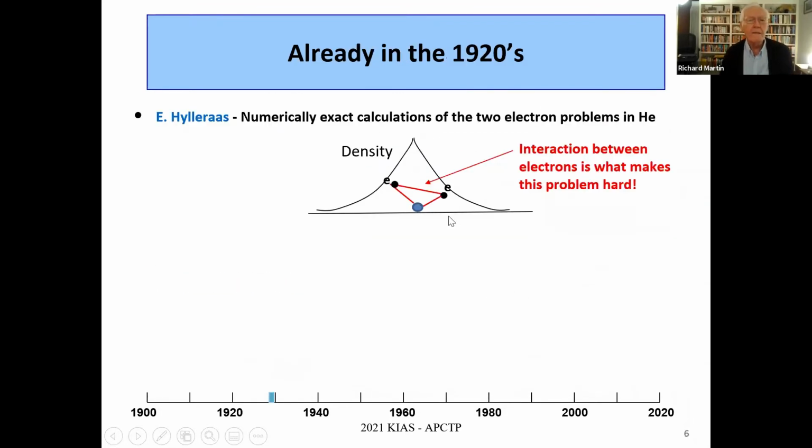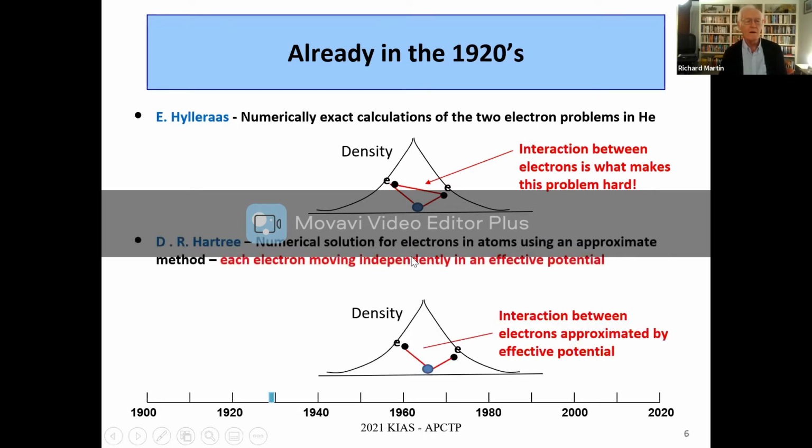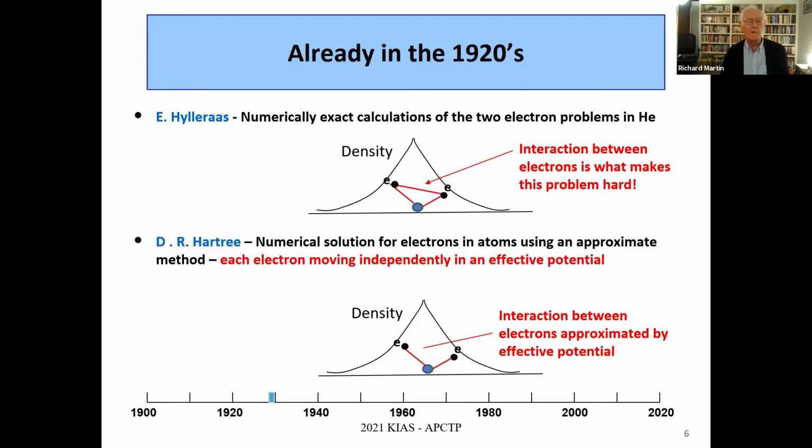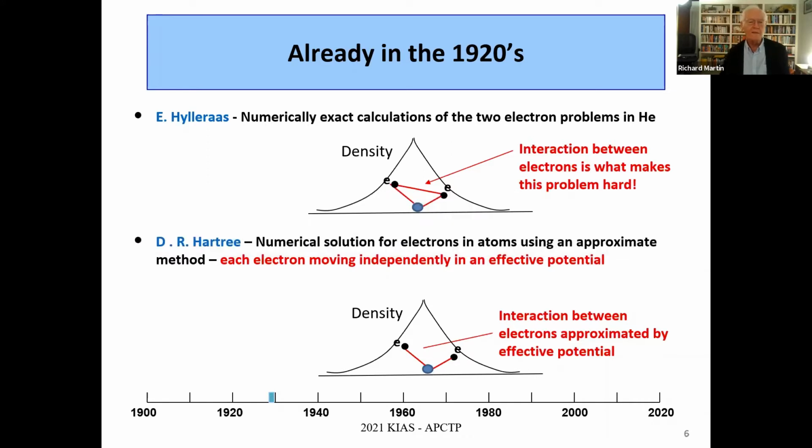And already in the 1920s, there was a many-body calculation by Hylleraas that was numerically almost exact calculations for 2 electrons in helium. At the same time was the work of D.R. Hartree, who carried out numerical solutions for electrons using the approximation that they move in a potential, an effective potential. So they move independently in this potential, and the idea is, of course, that that takes into account in an average way the interactions between electrons. So this was already done in the 1920s.